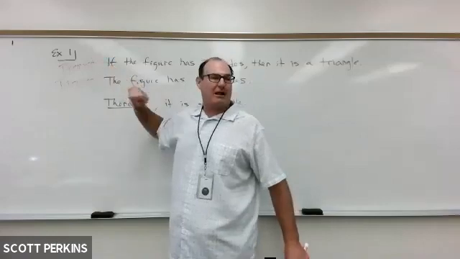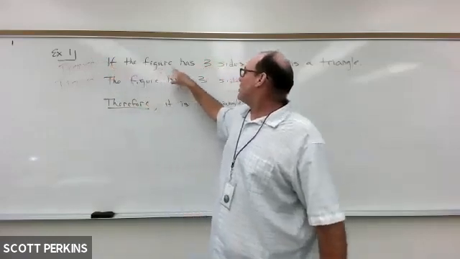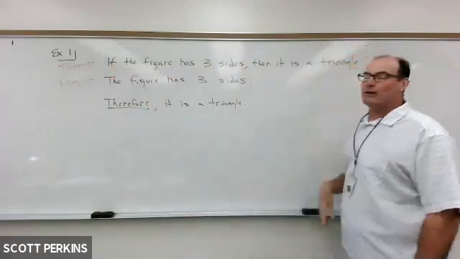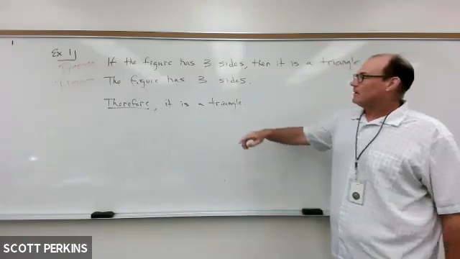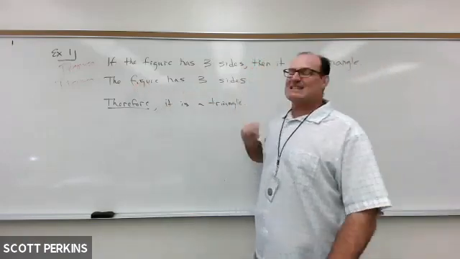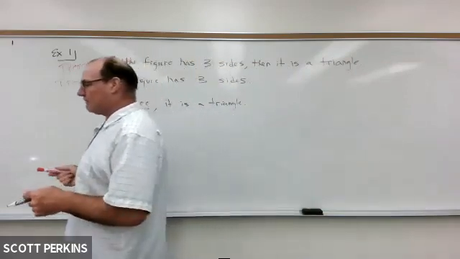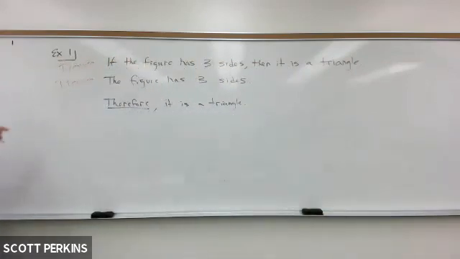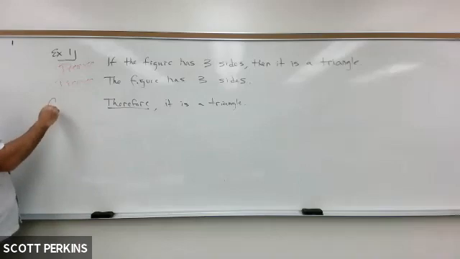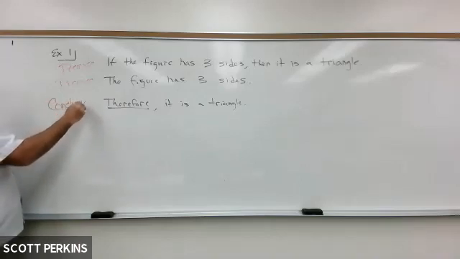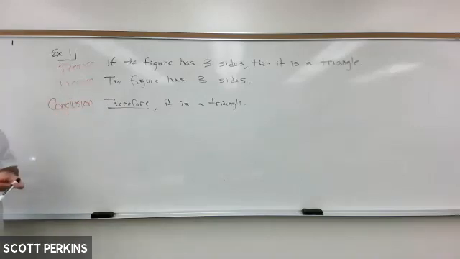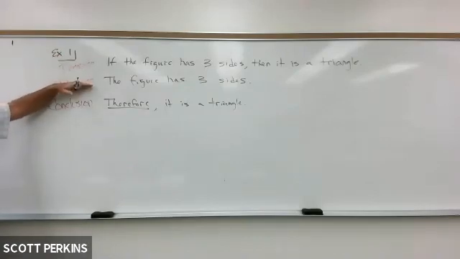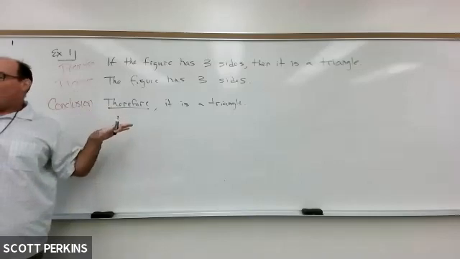I am given the following information. If the figure has 3 sides, then it is a triangle. That is a given bit of information. The figure I have has 3 sides. That is a given bit of information. And then the thing that comes after the therefore, this is the conclusion. So premise, the word therefore, that's the conclusion.